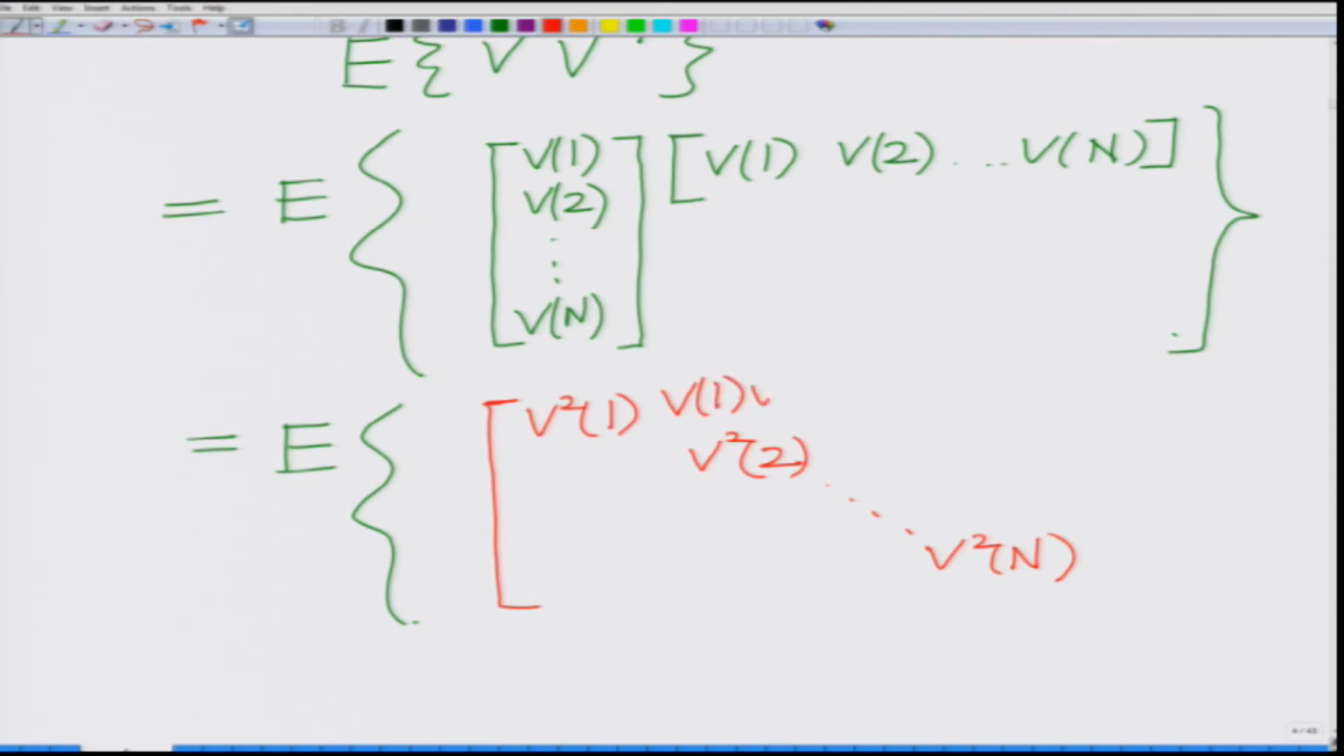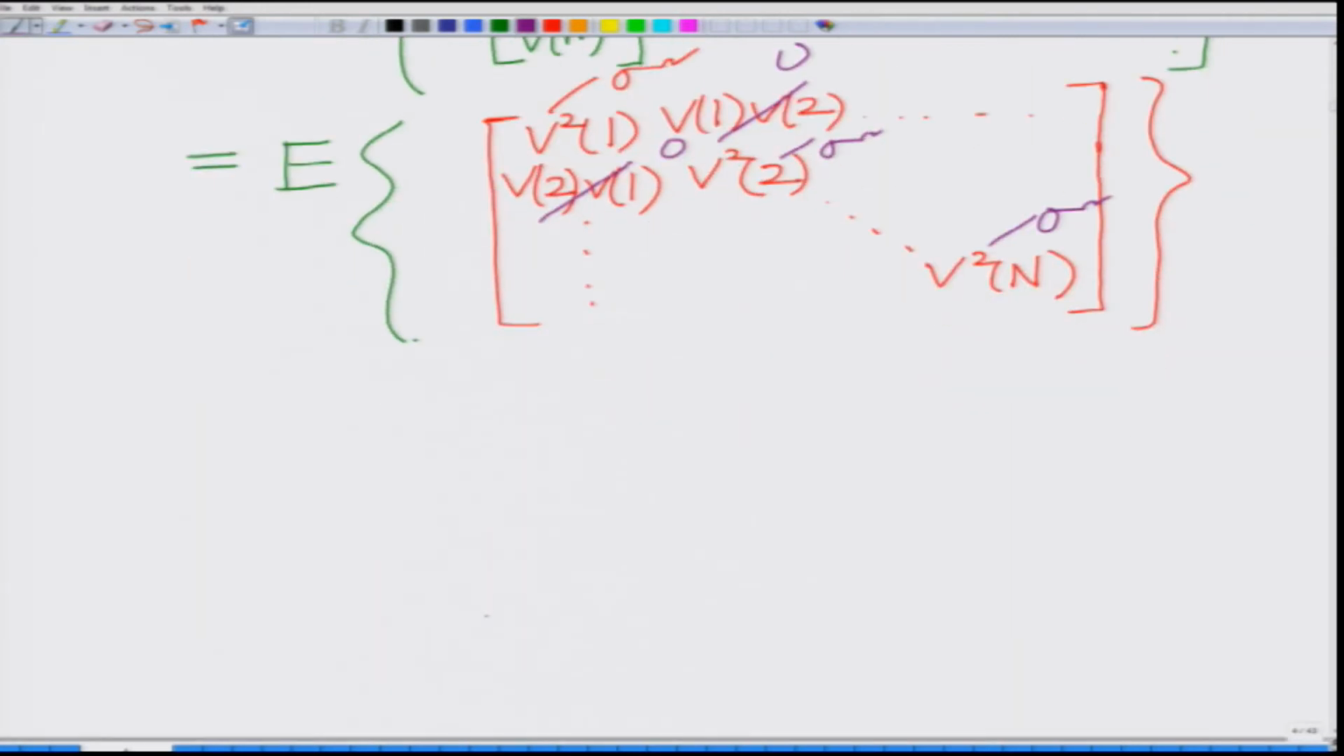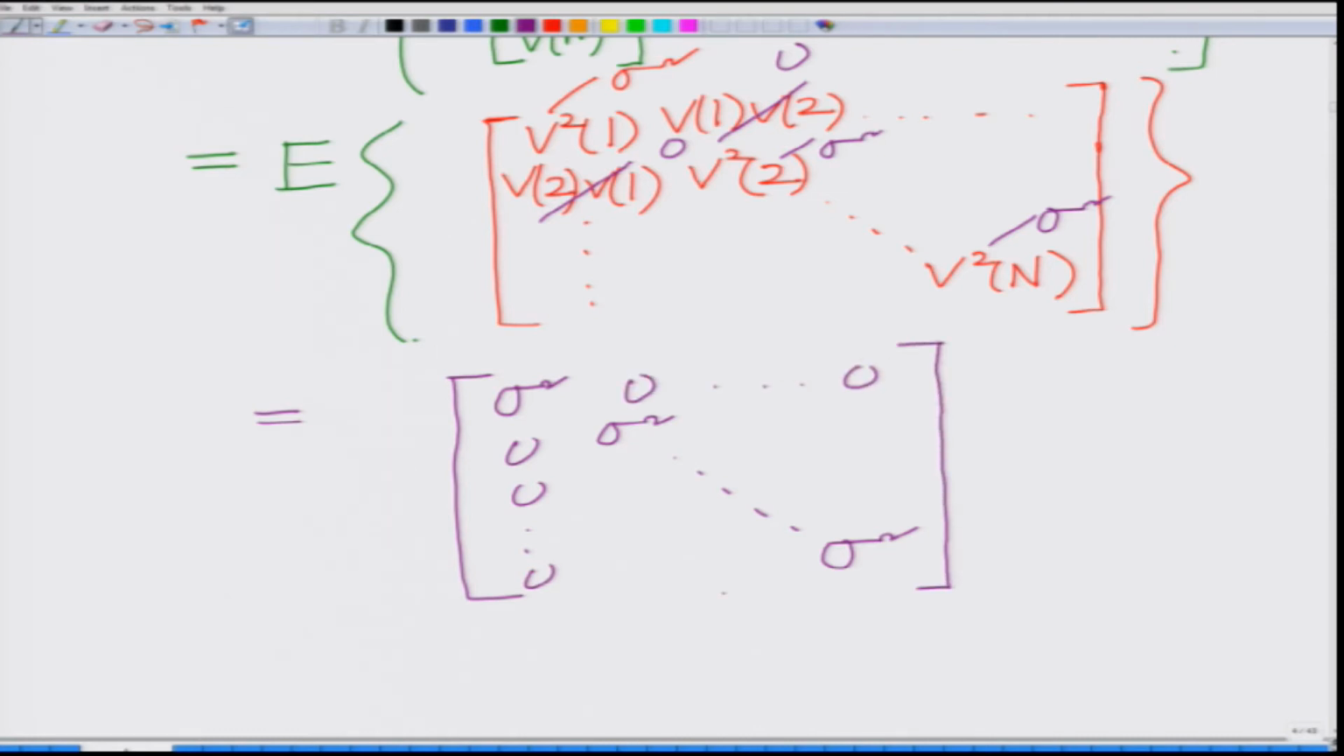On the off diagonal, you have V1 V2, you have V2 V1. Now, you can see if I take the expectation operator inside, all the diagonal elements, expected value of V1 square, V2 square, and so on, are sigma square. All the off diagonal elements, V1 V2, are 0. And therefore, the covariance matrix is sigma square, sigma square, sigma square on the diagonal, and the off diagonal elements are 0. So basically this becomes sigma square times the identity, more specifically times the n cross n identity matrix.